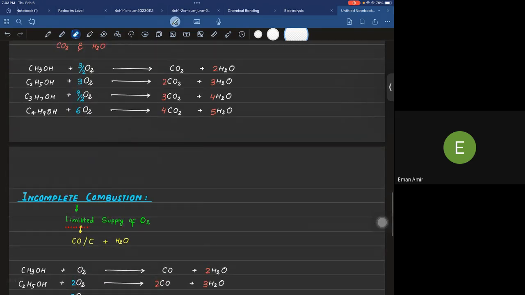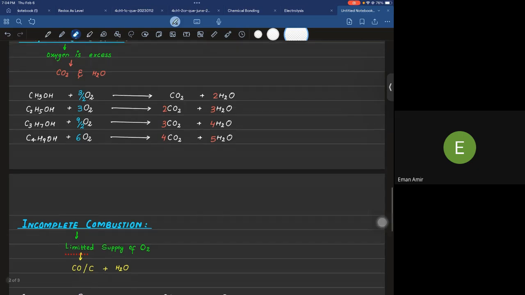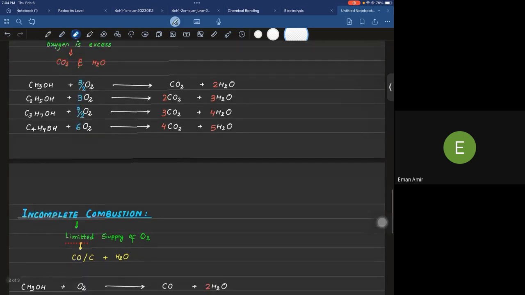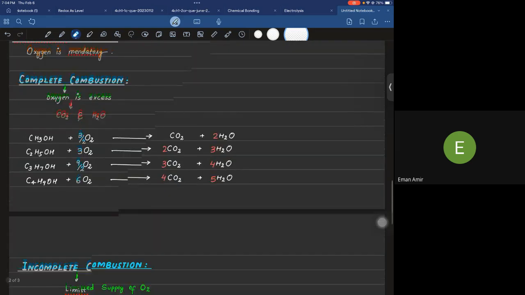Complete combustion means that we have an excess of oxygen, so ultimately carbon dioxide and water would be formed. For an incomplete combustion, we have carbon monoxide and water. The same thing, but what's the difference? Only dioxide and monoxide. Also, alcohols are good fuels. They release more energy, right?